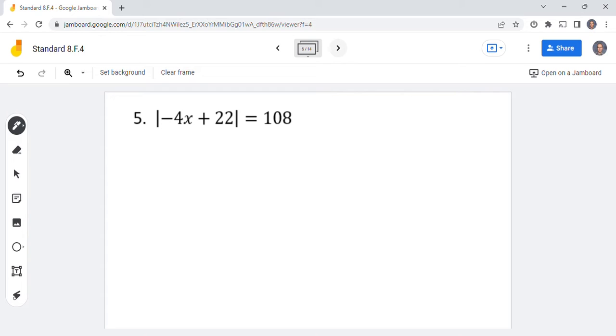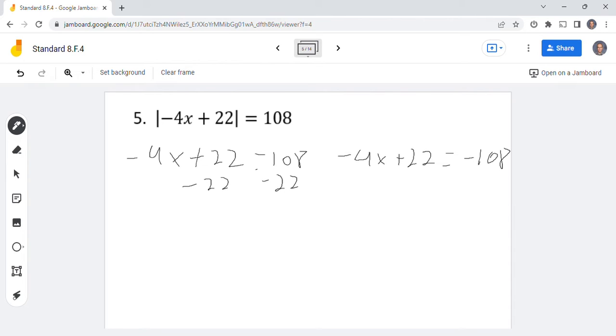On this one, we have, again, the absolute value is isolated, so we can go ahead and split it up into our two situations. We have negative 4x plus 22 inside the absolute values there, could equal positive 108, or negative 4x plus 22 inside the absolute values could equal negative 108. Those are our two scenarios. We're going to solve this by subtracting 22, and you'll notice that the same steps are used to solve both of these, but we end up on this particular one with different values. We'll see that in a second.